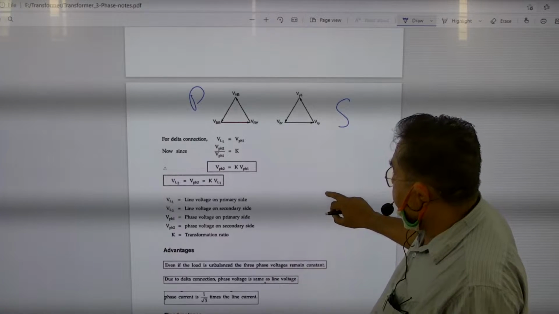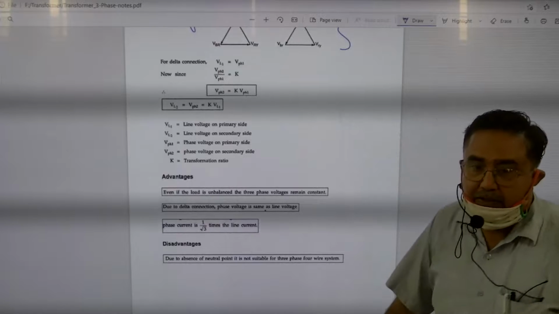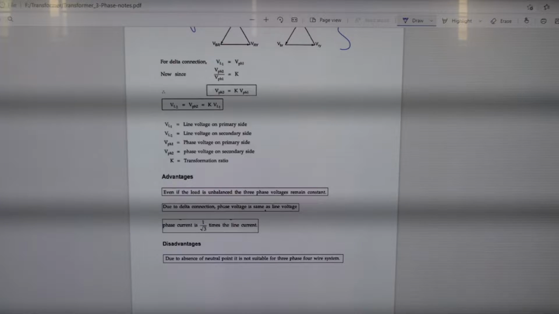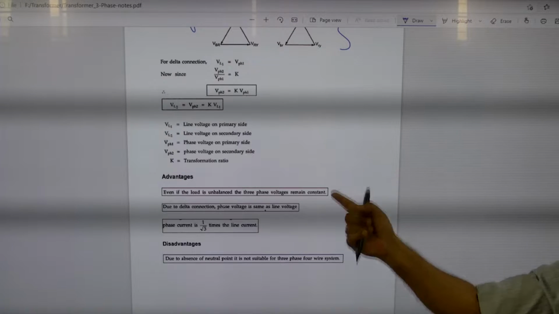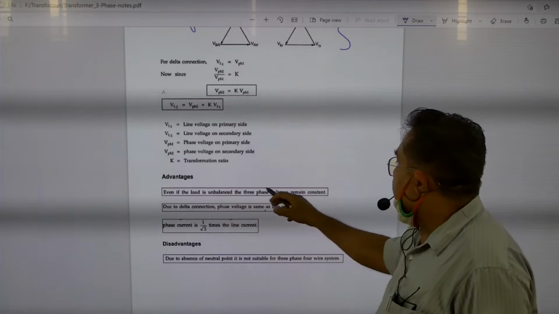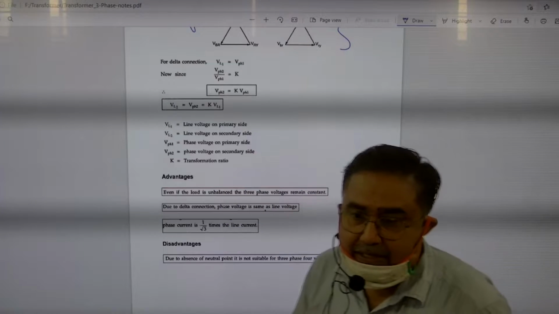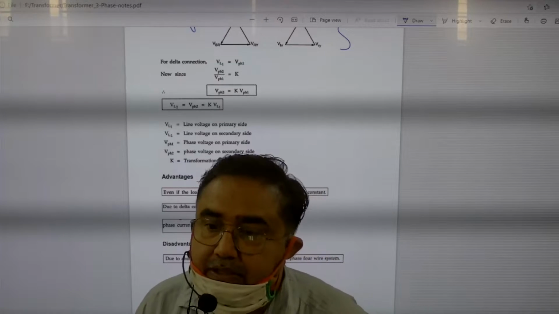So what are its advantages? The disadvantage of the star-star connection became the advantage of this. What? That it cannot be used for unbalanced load. Even if the load is unbalanced, the three phase voltages remain constant. Yes.